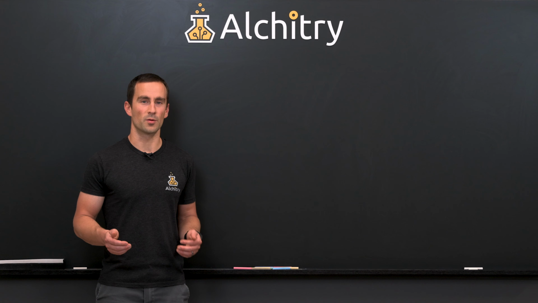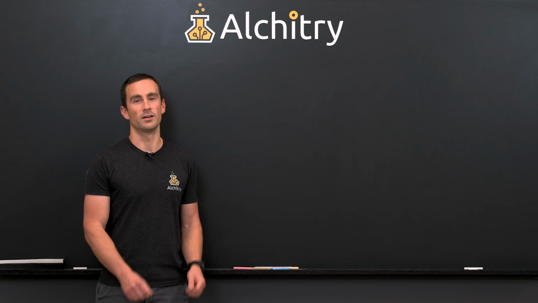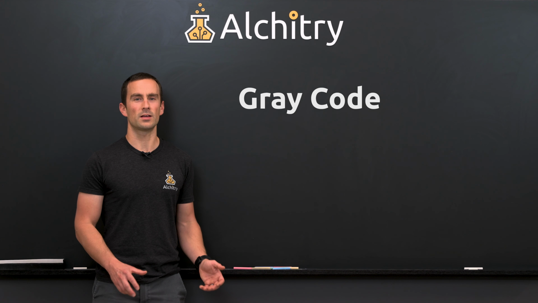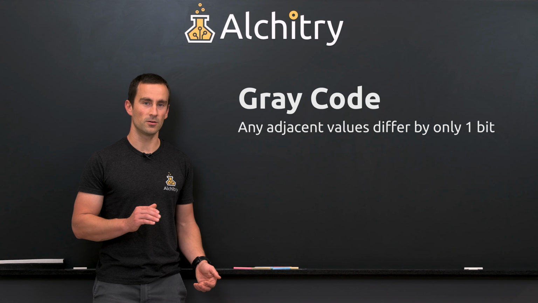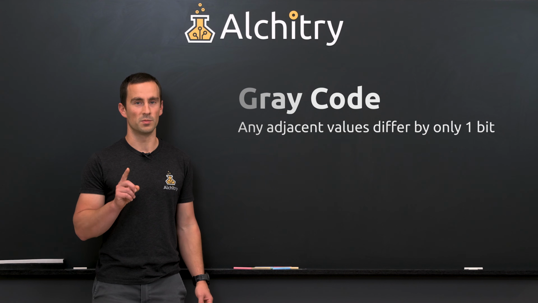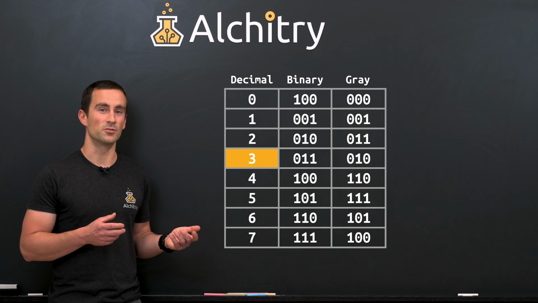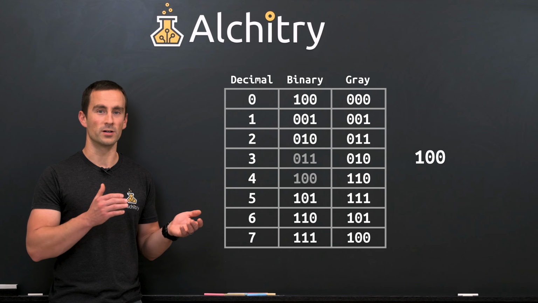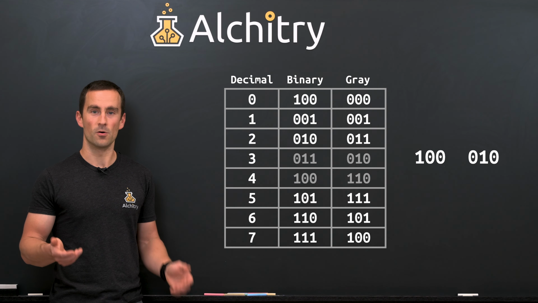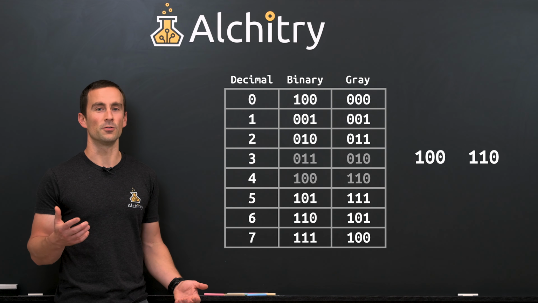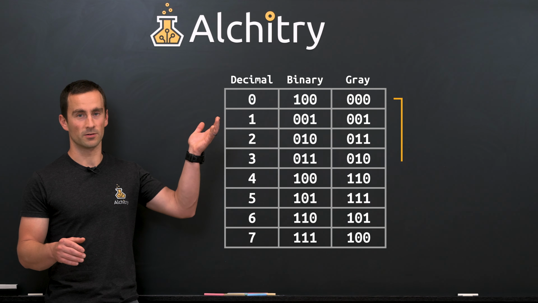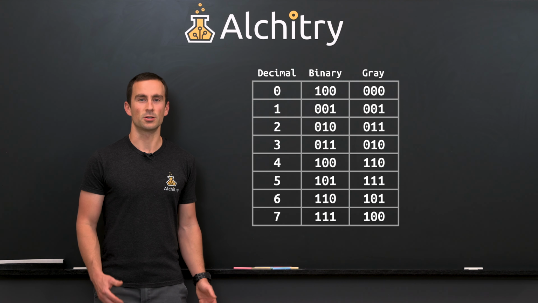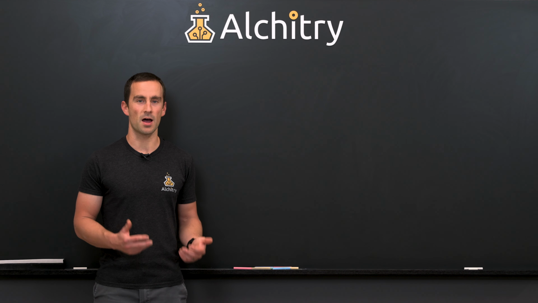However, there are cases where the properties of binary aren't ideal and an alternative would be preferred. A great example of this is gray code. Gray code has the unique property that any adjacent value differs from its neighbors by only 1 bit. Take a look at this table at values 3 to 4. In binary, all 3 bits have to change when going from one to the other. However, the gray value only needs to change 1 bit. This even holds true when going from 7 back to 0 or 0 to 7. There are some cases where this is very advantageous, such as crossing clock domains. However, that's a topic for another video.